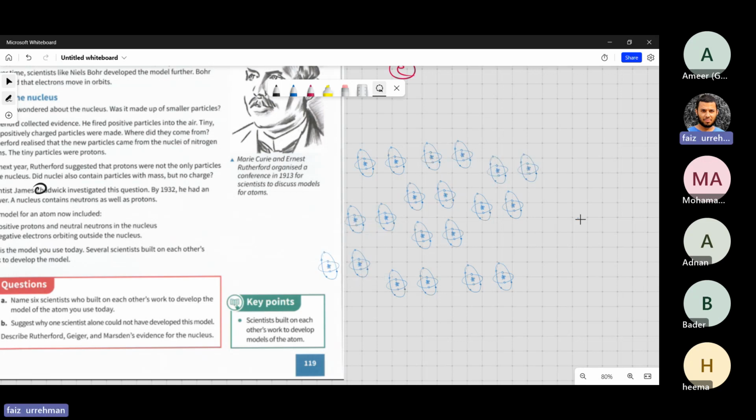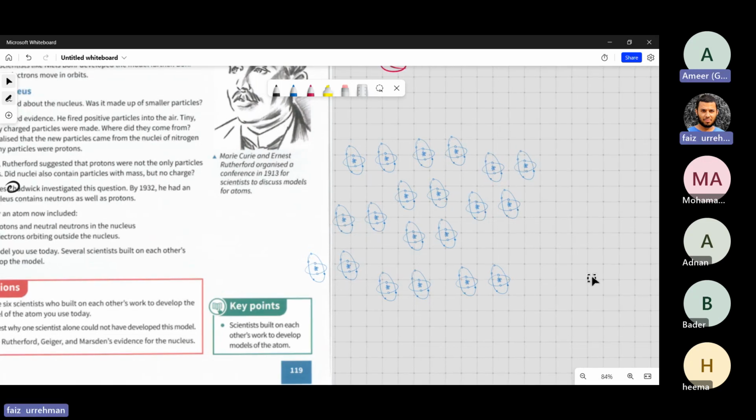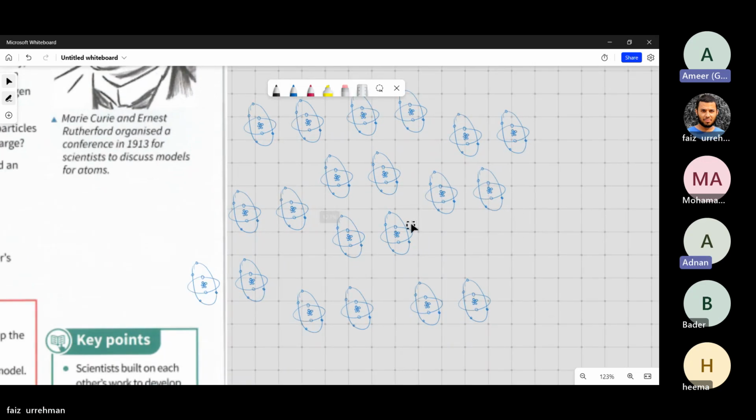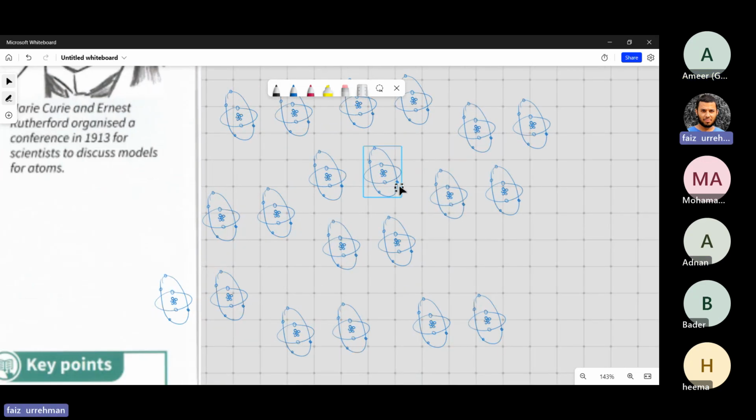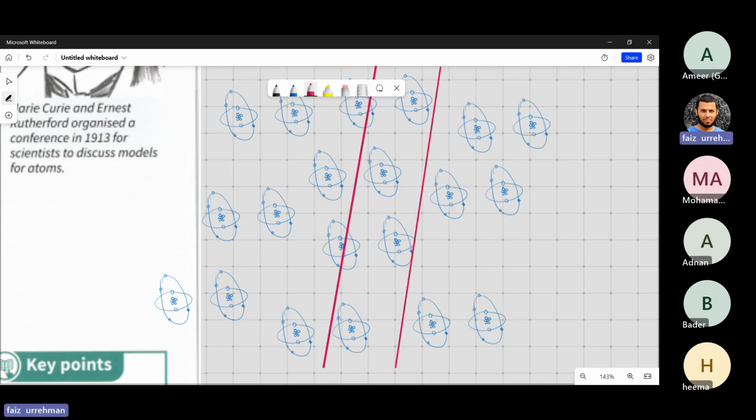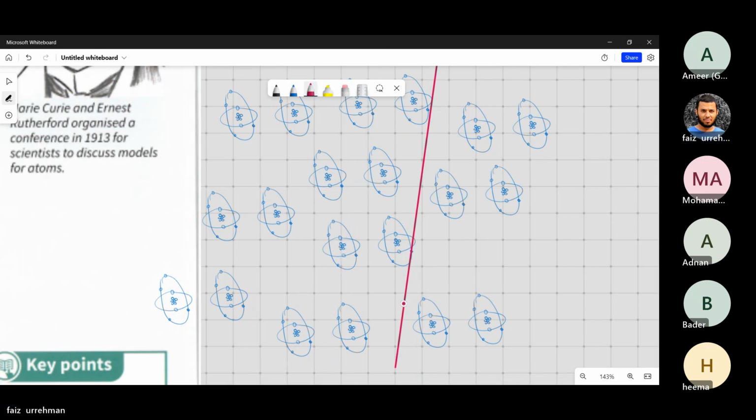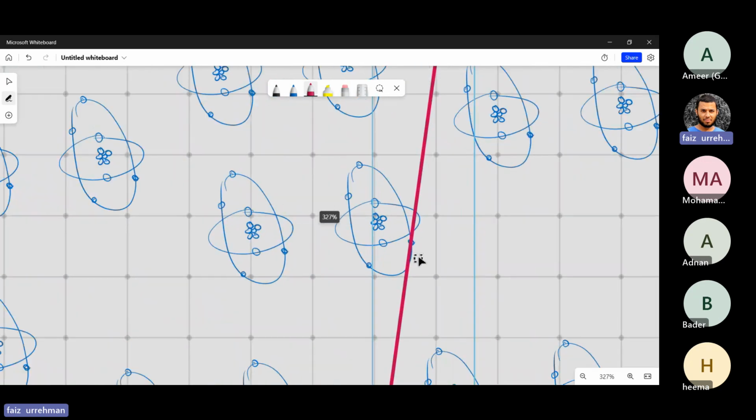What do you guys see now? There are so many gold atoms, yes? Yes. But most of the space is empty. If I hit something here... wait, let me draw a straight line. Look, in this straight line, oh sorry, I mean this straight line. This straight line will go straight. Is there any obstruction? No. There is this obstruction here.